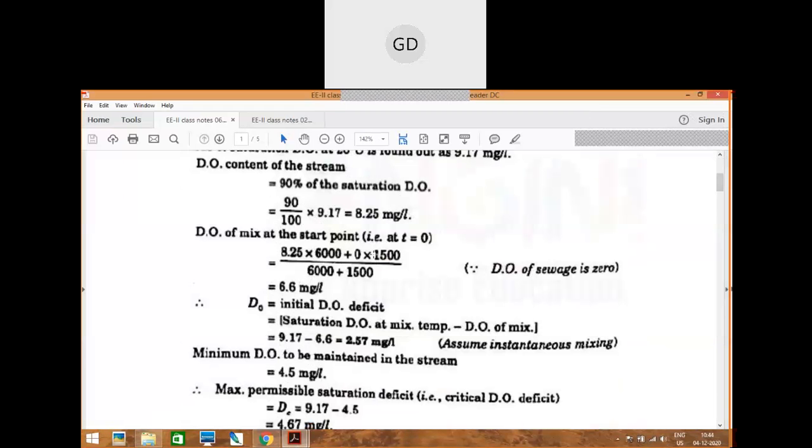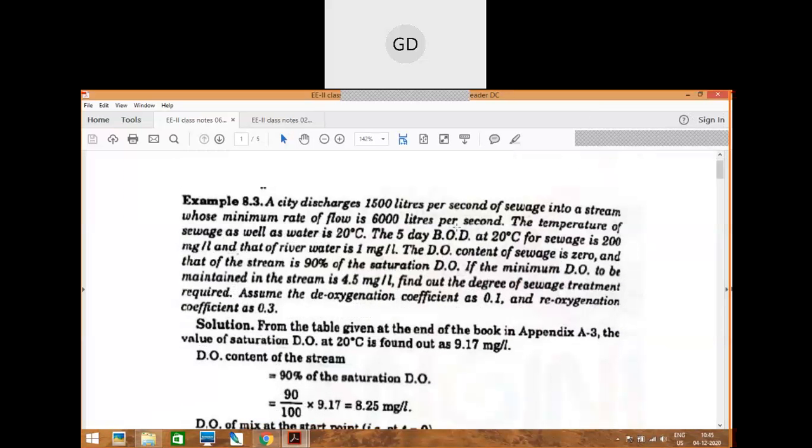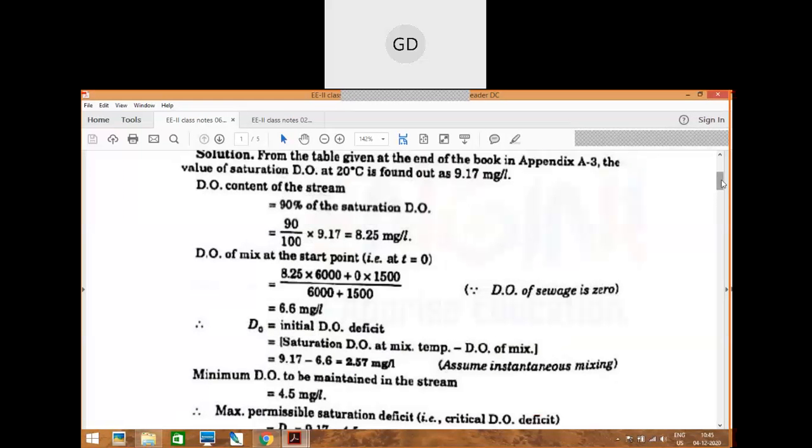Now what is QR? QR is 1500. You see it is given here: a city discharges 1500 liters per second of sewage. So this is your 1500, then according to the formula, divided by QS plus QR, which is 6000 plus 1500. After calculating, you get 6.6 milligram per liter.